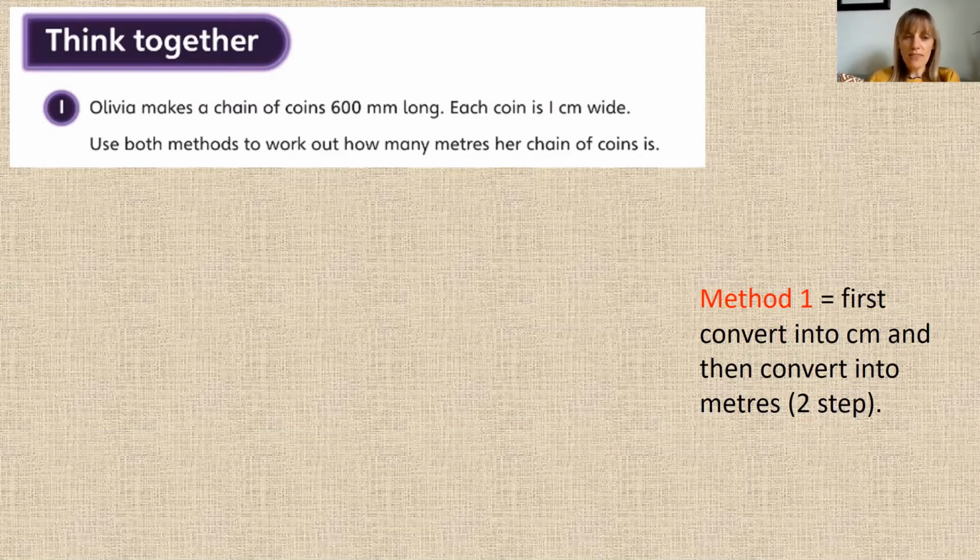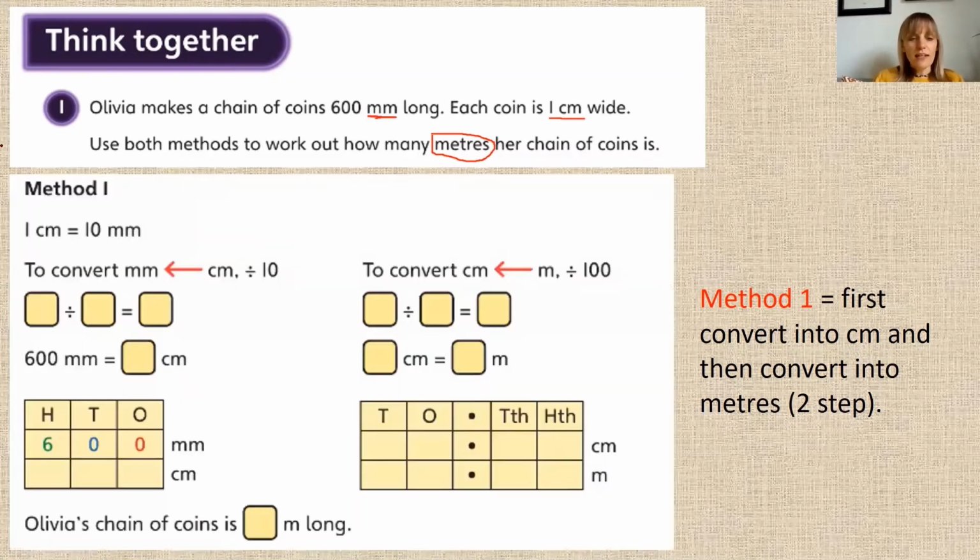Now it says use both methods to work out how many metres a chain of coins is. So this is method 1. This is like a 2-step method. So first of all, this is where Olivia converts into centimetres and then converts into metres, because I think the important thing to note here is that the question is asking for our final answer to be in metres. Now we're starting in millimetres, and we know that each coin is 1 centimetre wide, so there's a lot of things going on here. So first of all, let's have a look at this method.